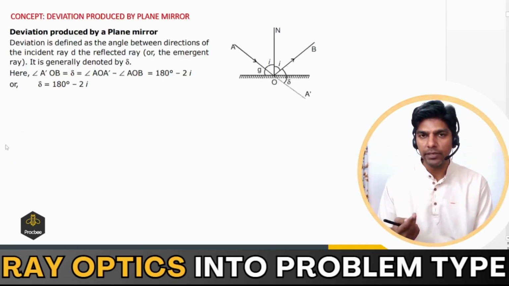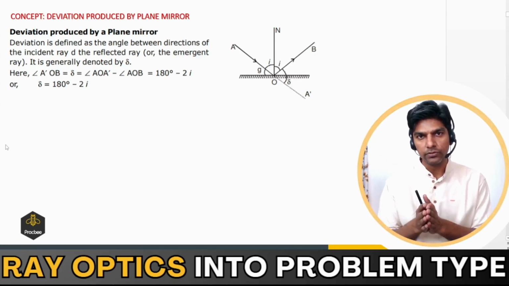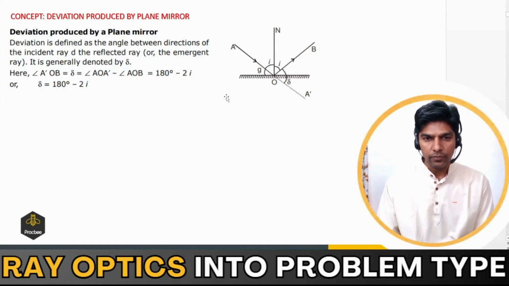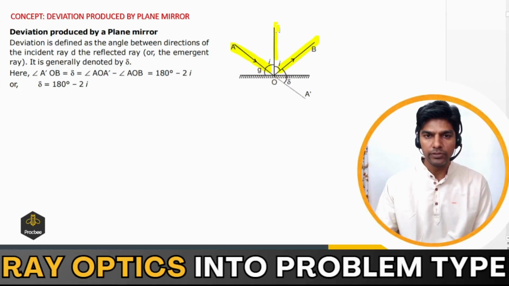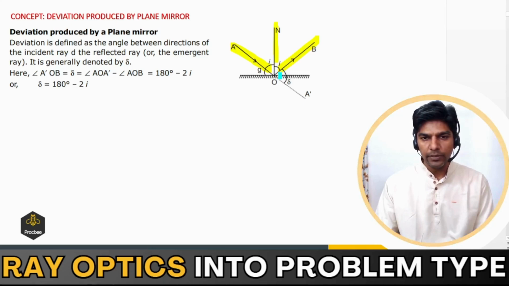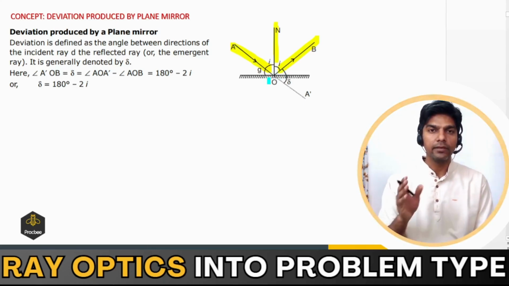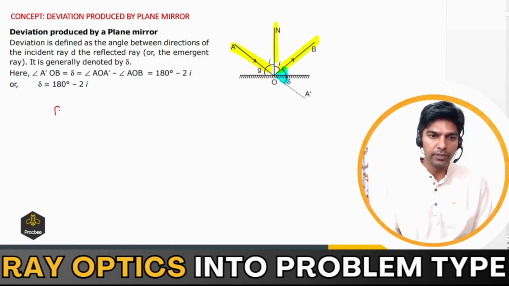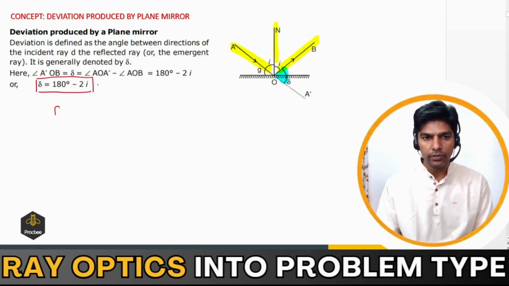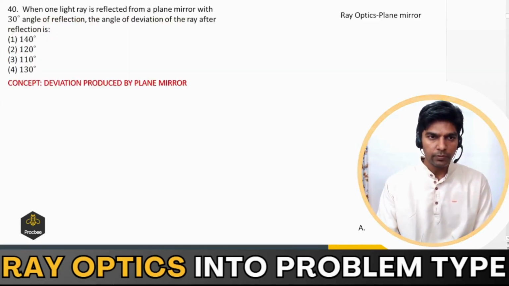Now let us see the next problem type, and it is based on the angle of deviation. So, the deviation produced by the plane mirror. If there is an incident ray, and this is the incident ray, this is the reflected ray, and this is the normal at the point of incidence, then the angle by which the incident ray has deviated from its original path is the angle of deviation, and the angle of deviation will be given as 180 minus 2 times the angle of incidence. So this you can remember, right? Okay, right. So let us see a question based on this concept.